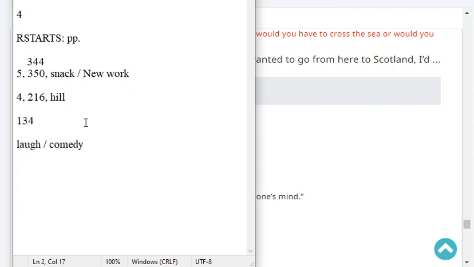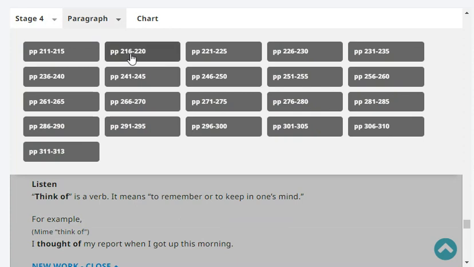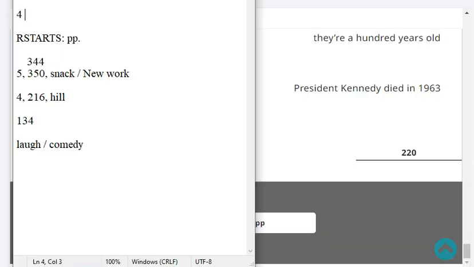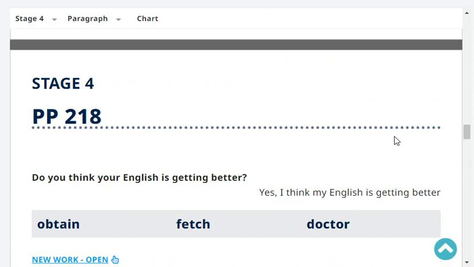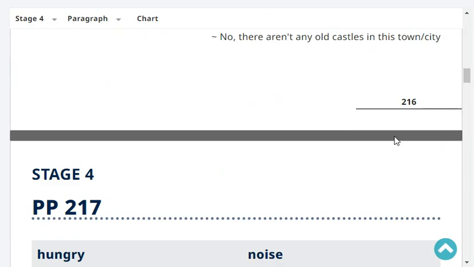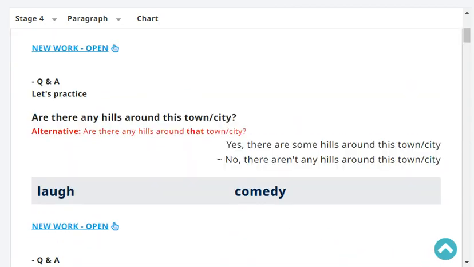Okay, so now let's move on to reading. Our reading is at stage 4, page 216. Our last headword was ill. Please start at headword laugh, comedy. Page 216. Okay. Laugh, comedy.